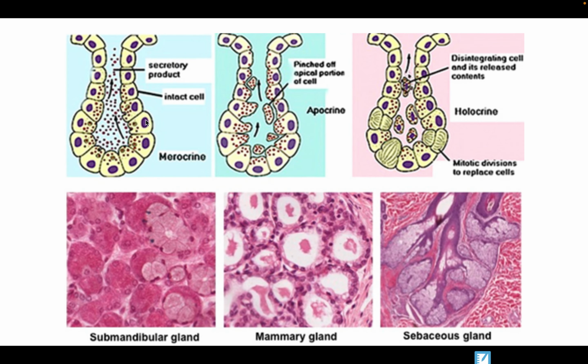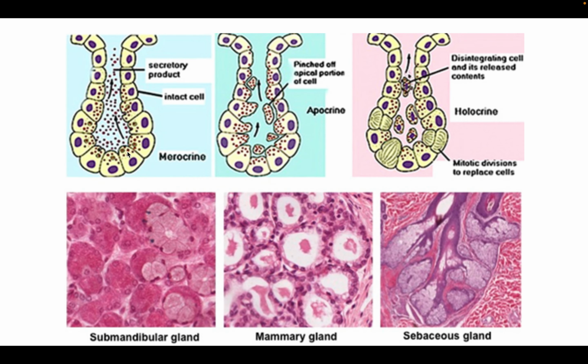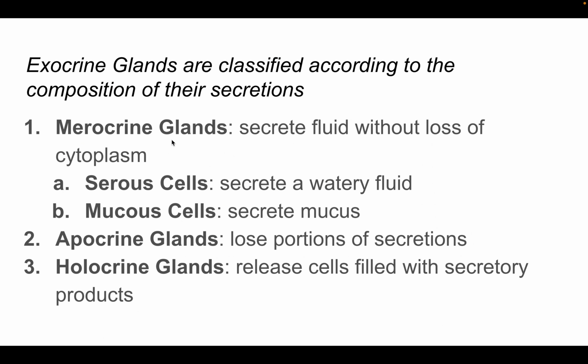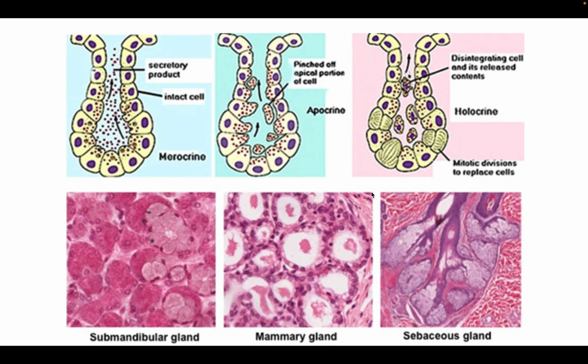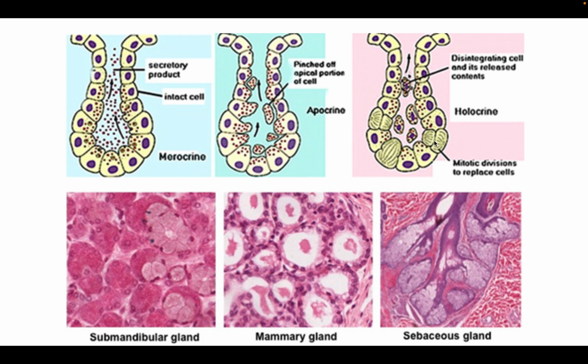But this one, there's the merocrine gland. So if you go back, what is the merocrine gland? We're going to secrete fluid without the loss of the cytoplasm. So we're not losing anything in our cell. We're just going to secrete the substance out into the usually a duct. So there's the merocrine. And then we have our apocrine, where we do lose portions of the secretion. So here it kind of buds off and then is released. And then the holocrine release cells filled with those products. And so you can see how it kind of buds off, and we actually have like tiny little cells with the substance that's being secreted inside of it. So sebaceous glands found in your skin, mammary glands found in the breasts, and then submandibular gland, that would be a salivary gland. Submandibular is part of your jaw.